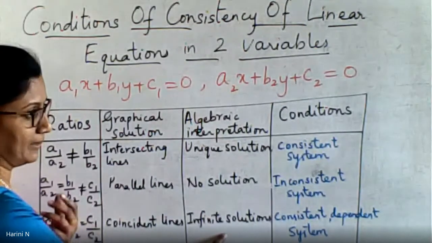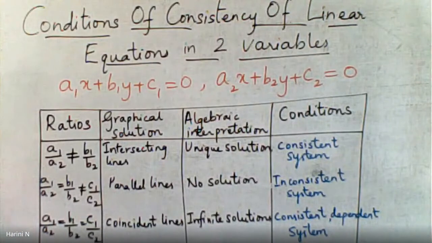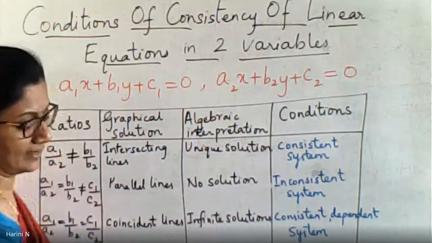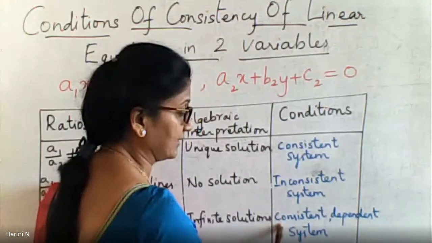If one line sits on the other line, all the points on that line will become the solution. That is why we say there are infinite solutions. Alright? And such a system is called consistent but dependent.